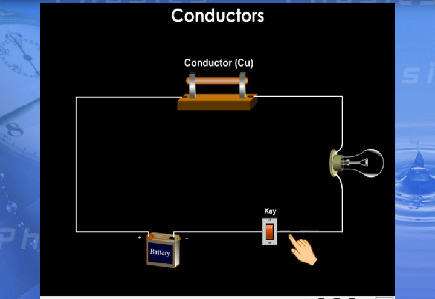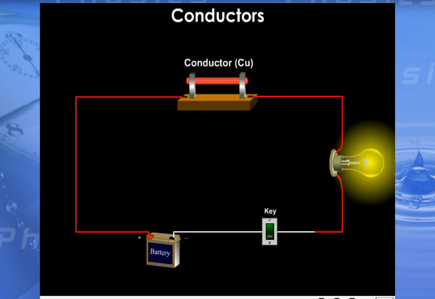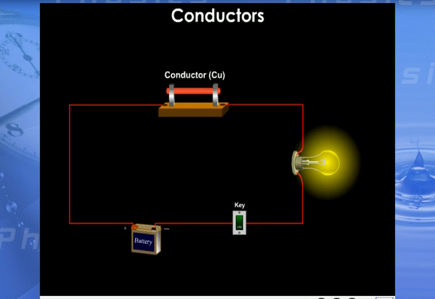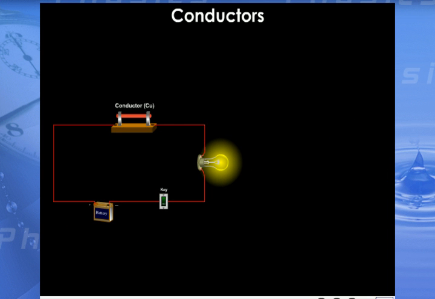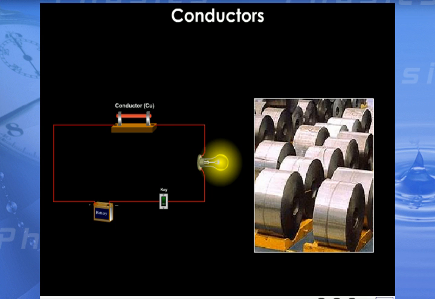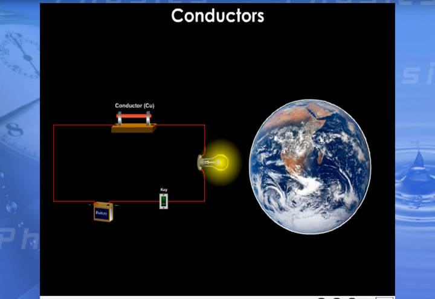By pressing the key, the current is allowed to pass through the conductor, and because of the flow of current, the electric bulb starts to glow. From the animation, it is clear that a conductor is a material which allows electricity to pass through it. Examples of conductors are metals, the human body, and earth.